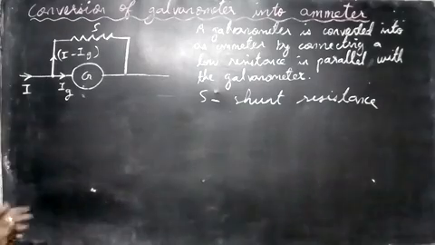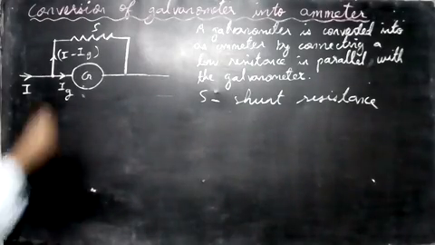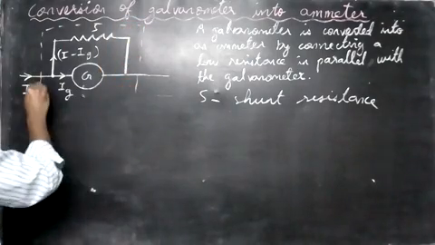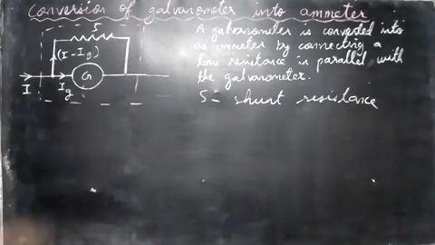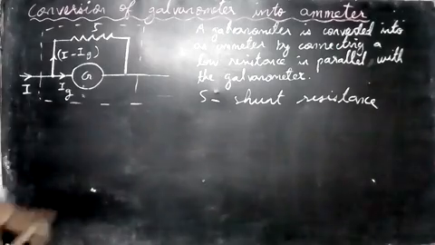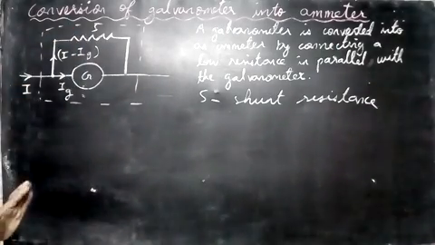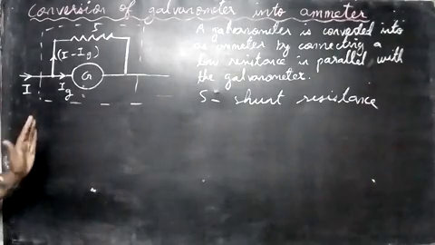Now if you see, the ammeter means this full portion. The galvanometer and the shunt resistance together are called the ammeter. Notice that the shunt resistance is connected in parallel to the galvanometer. Now let's see some things about this.